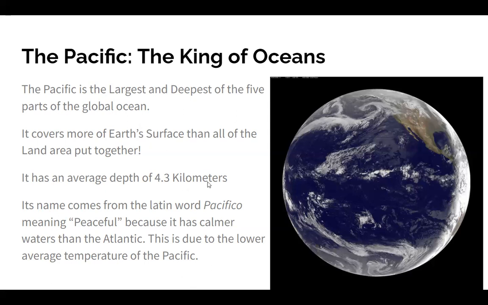A kilometer is 1,000 meters. It's like the distance from here at Da Vinci to the Burger King Chevron gas station. That's a kilometer. Now imagine 4 of those straight down into the water. That's how deep the average depth of the Pacific is.